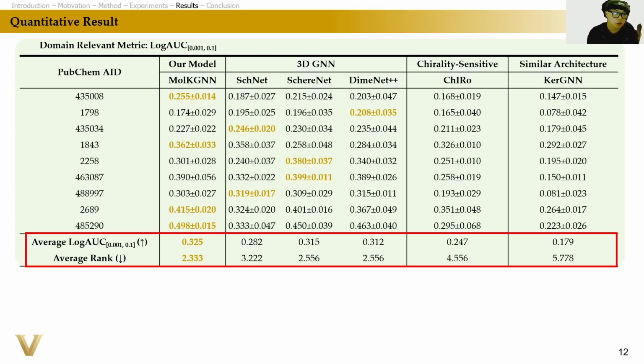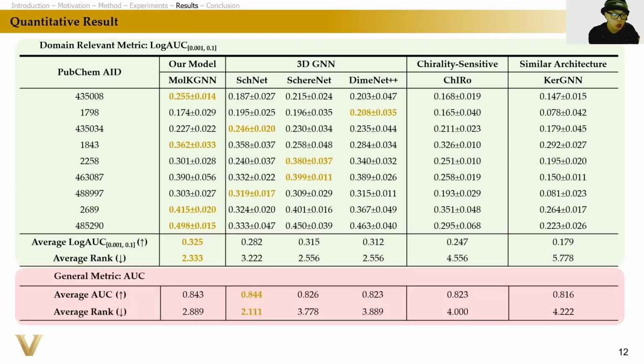So in addition to this domain-relevant metric, we also evaluated our model using a generic metric, AUC. As you can see here, our model still performs on par with other models. And also here, we can see that this general metric result is not necessarily aligned with the domain-relevant metric. So this just highlights the fact that the domain-relevant metric is more useful in this specific scenario and highlights the practical value of our model.